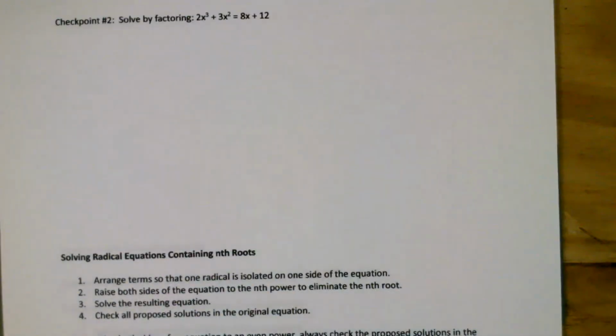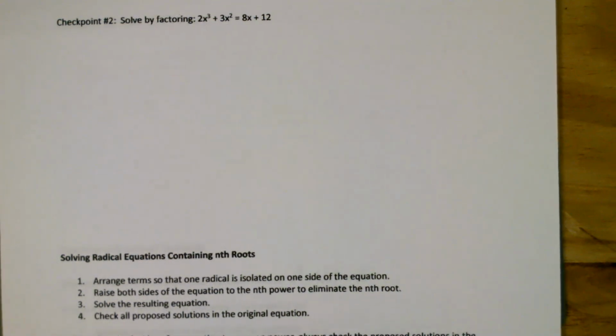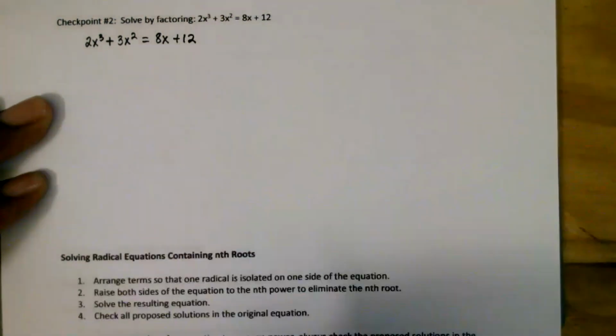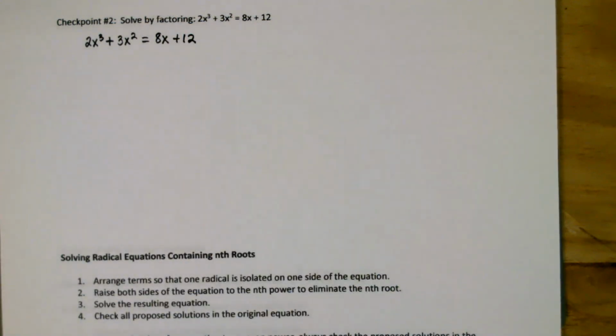All right, here's another example. Now let's say we had this 2x cubed plus 3x squared equals 8x plus 12. And here I want to solve this by factoring. All right, in this case, I'll go ahead and rewrite this 2x cubed plus 3x squared equals 8x plus 12. Now in this case here, I need to move the 8x and the plus 12 over to the other side. So that way I have a 0 on one side of the equation.